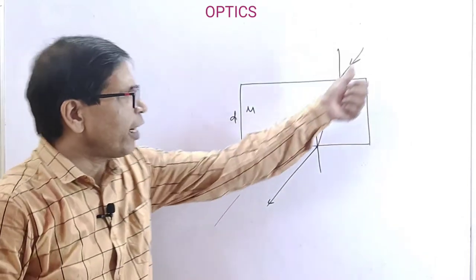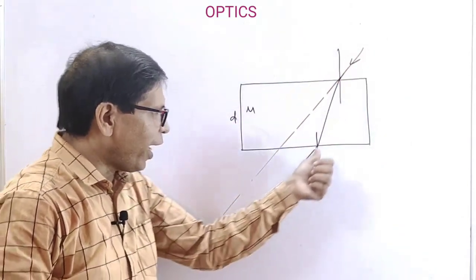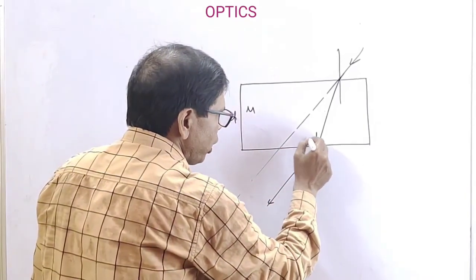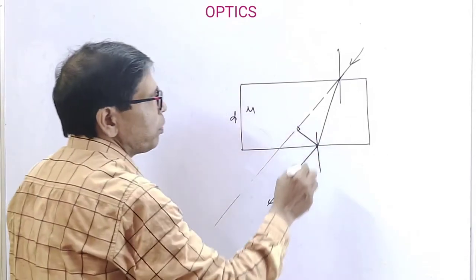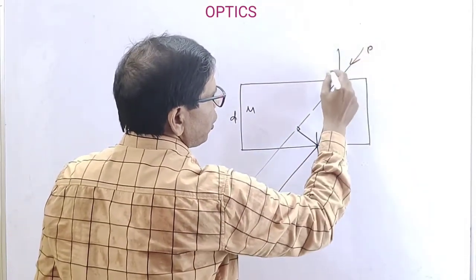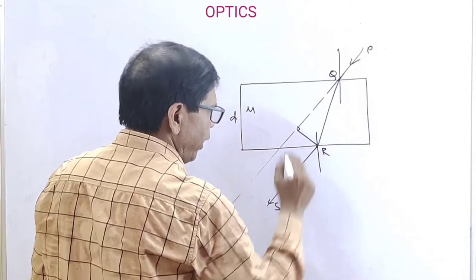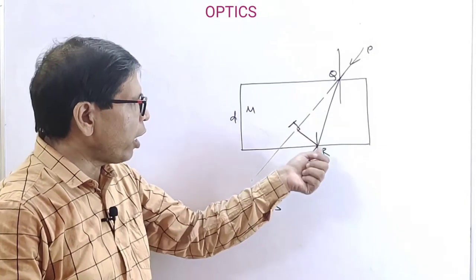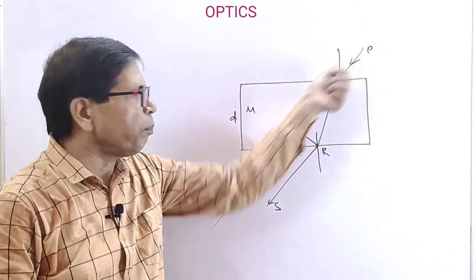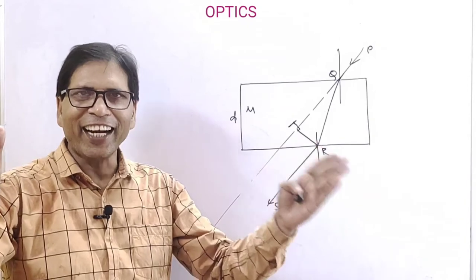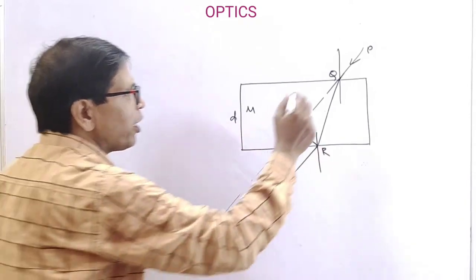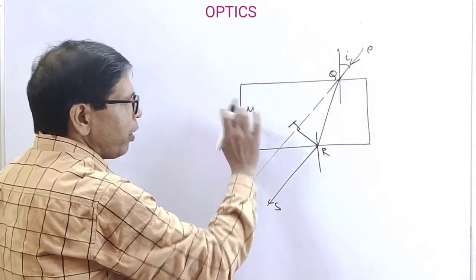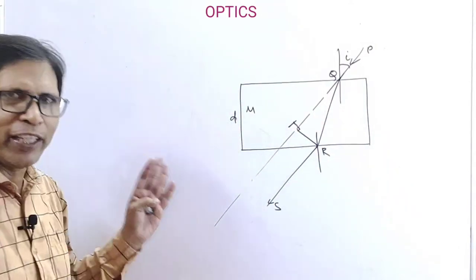Now look at this. The direction of the original ray and the emergent ray are parallel. The distance between these two rays is known as lateral displacement. If this is P, this is Q, this is R, this is S, and RT is normal on this, the normal RT on PQ measures the lateral displacement. The lateral displacement depends on the angle of incidence, the width of the slab, and the RI of the medium.